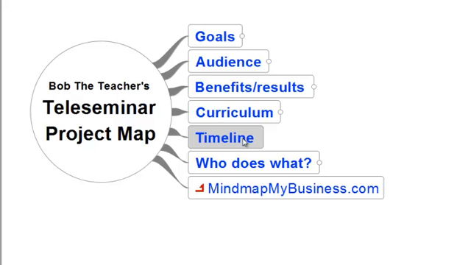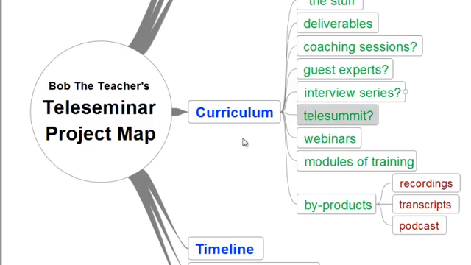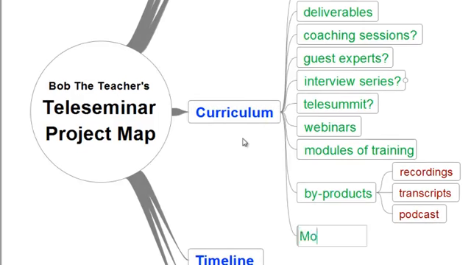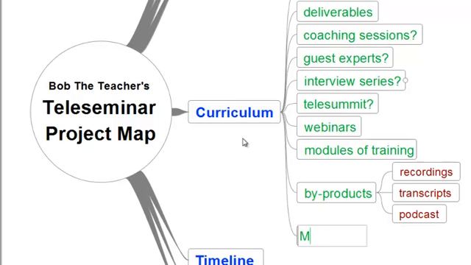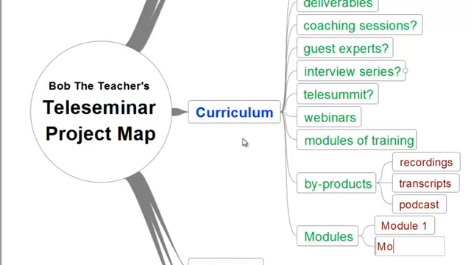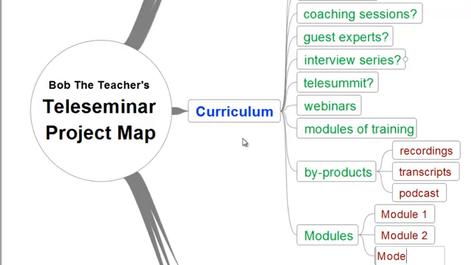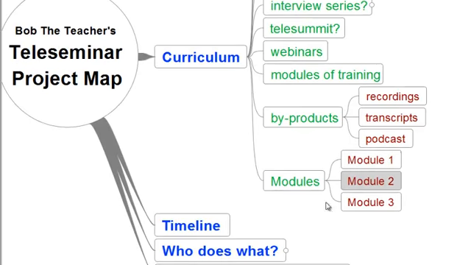So let's say that your project is a course that you're going to do. So you've got 6 modules, and that's the curriculum. Okay, so we would put that into the map as its own thing. So modules, and then we'll do module 1, module 2, module 3, etc. Okay, so you get the point. You would add content to what those modules are.